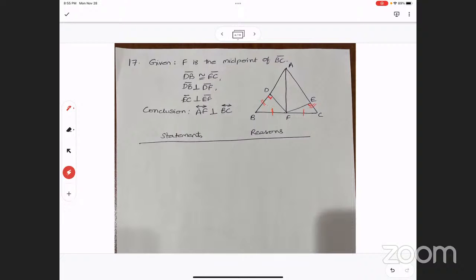And let's see, does that help us? AF is perpendicular to BC. We need to prove that this is a right angle here. We already know D is a right angle, so that automatically means, wait, hold on. We have to prove that AF is perpendicular to BC. Yeah, we have to prove that this and this are perpendicular to each other.